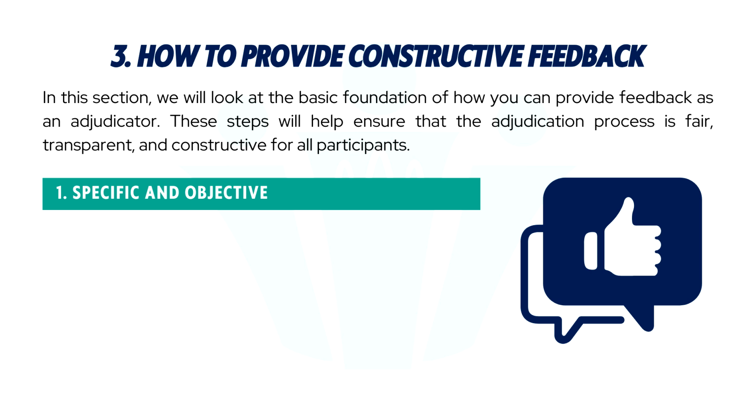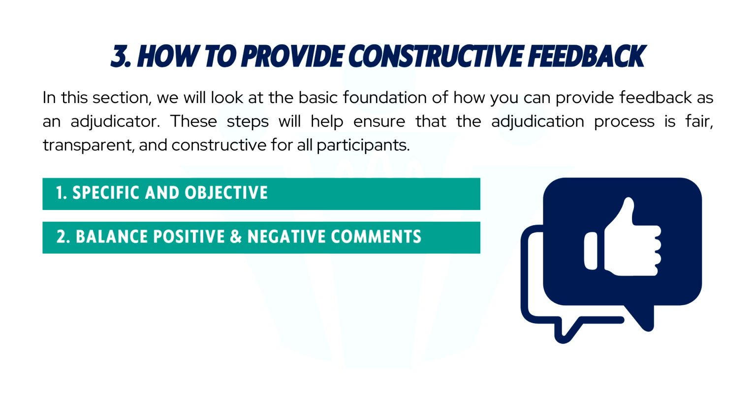Firstly, you should be specific and objective. When providing feedback, you should focus on specific aspects of the performance, such as the strength of the content or argument, clarity of delivery, and adherence to the rules or rubric of the event. Avoid vague statements and instead provide concrete examples from the debate or speech to illustrate your points. This helps make your feedback clear, actionable, and relevant to the participant.